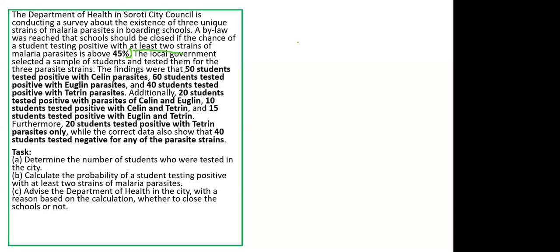The findings were that 50 students tested positive with saline parasite. So here I expect that you are going to come and say, let's see, be the one to represent our set of saline parasite. Then you know that this is set C. Then this is the first parasite, which I will call E. It has those parasites, I don't know how it is pronounced, but those parasites.